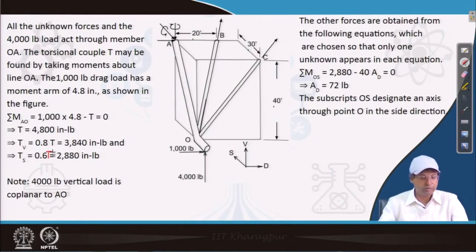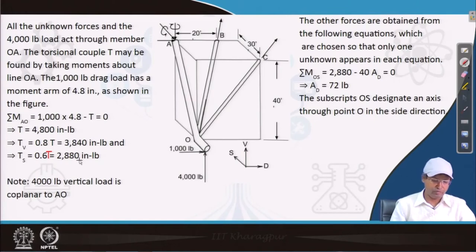Okay. So that gives us the force 2880 inch pound. The reason why the 4000 pound is not coming, I have already explained, because it is on the same plane. The vertical load is coplanar to AO, I have mentioned again for more clarification.